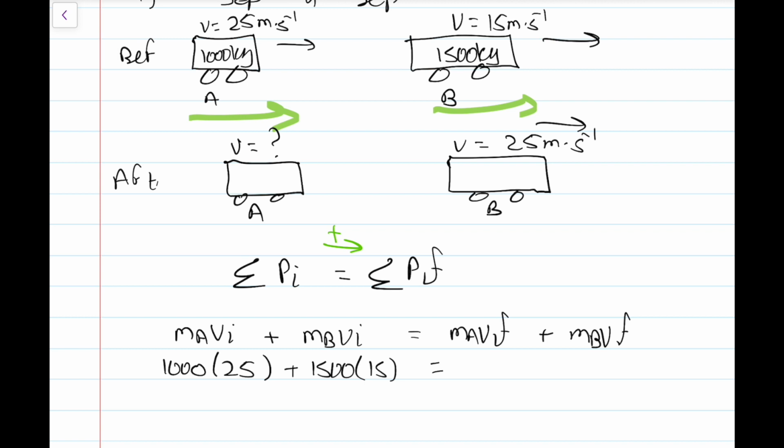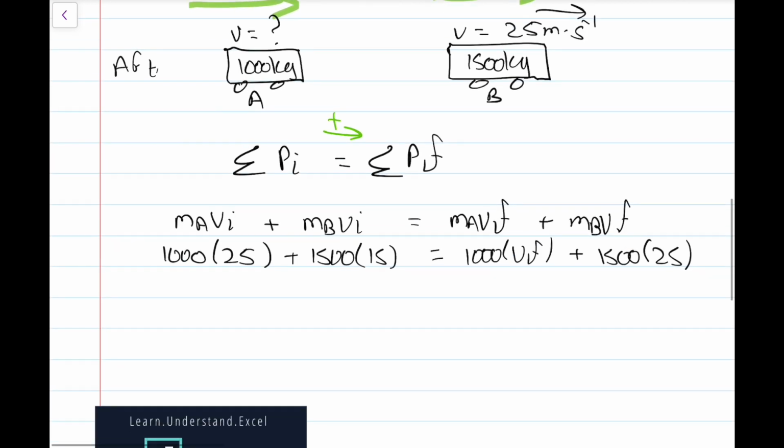So there we go. We have the mass of A, we just don't have its velocity. So the mass of A we know is 1,000 kilograms, and this was 1,500. So this is 1,000 times a final velocity, which we don't know. Mass of B is 1,500 times a velocity of 25. All right, so now let's go and sort out what this final velocity of A is going to end up being. We're going to have the first part, 1,000 times the 25, plus the 1,500 times the 15, and we're going to end up with 47,500 on this side.